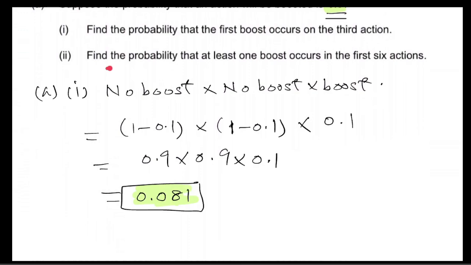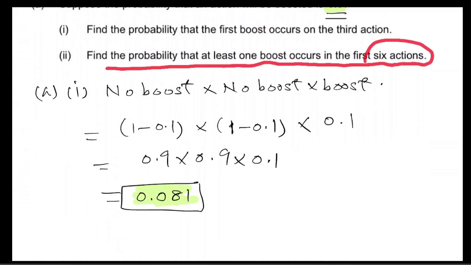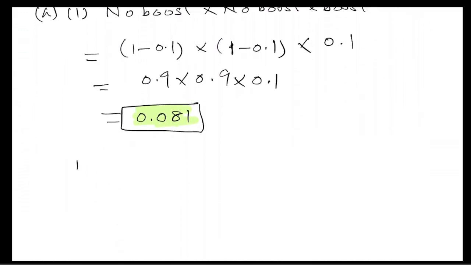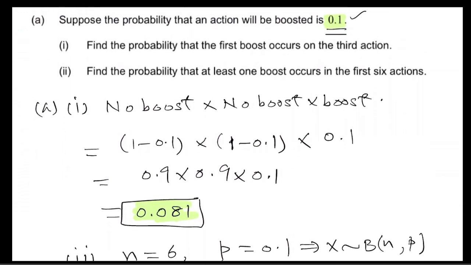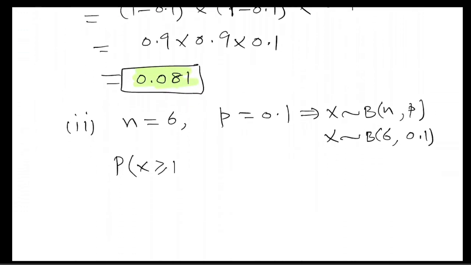Now the second part says, find the probability that at least one boost occurs in the first 6 actions. This is a binomial distribution because the number of actions is fixed. The number of trials is 6, probability of success 0.1. So X follows B with n is 6, p is 0.1. At least one means one or more, so X greater than or equal to 1.